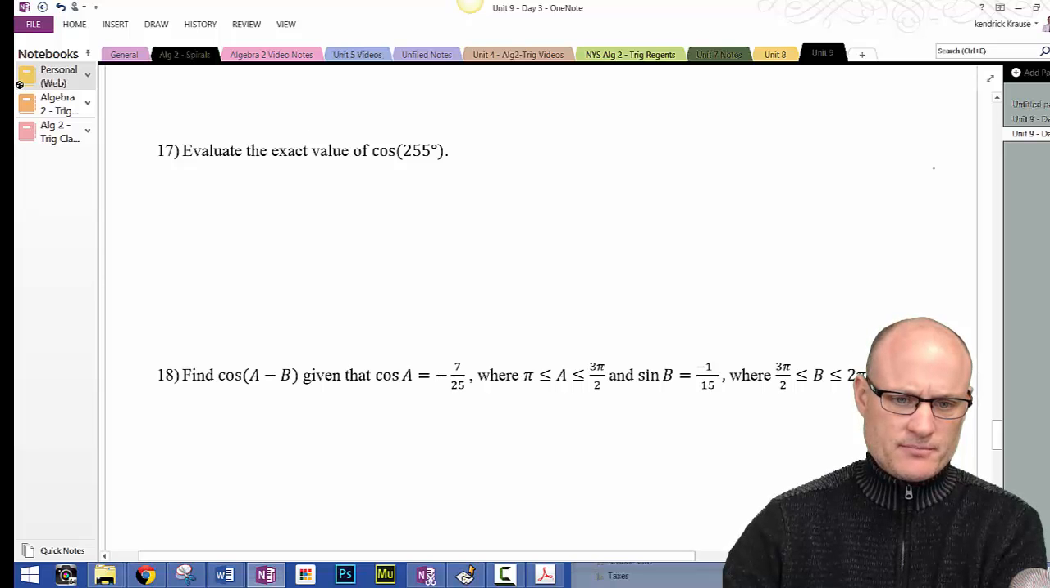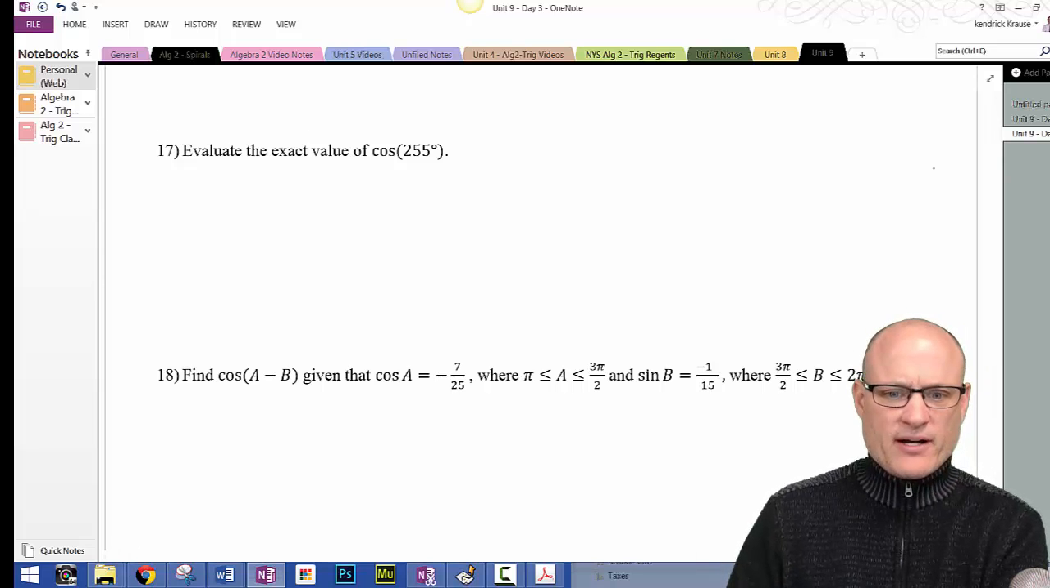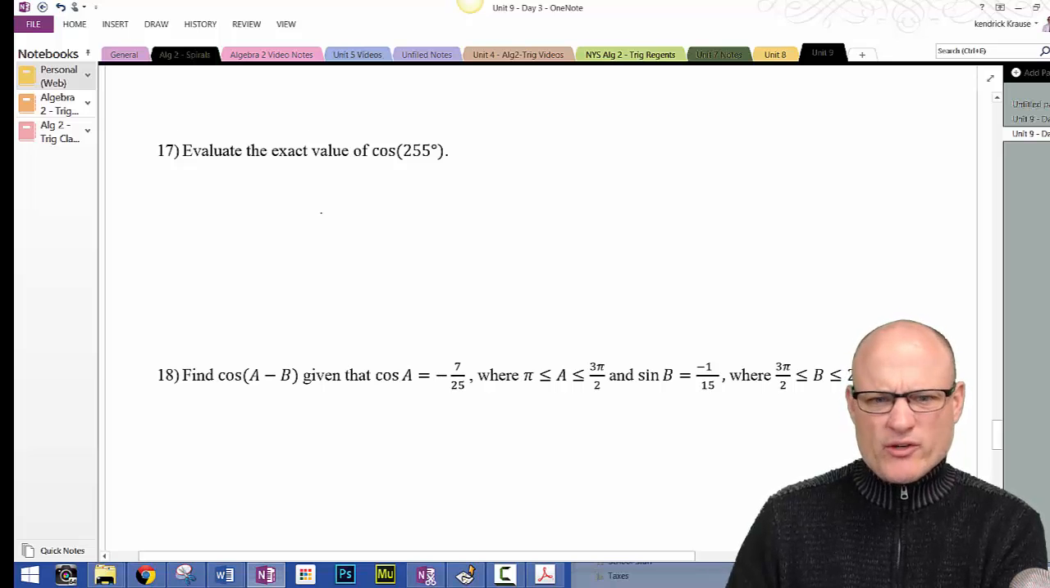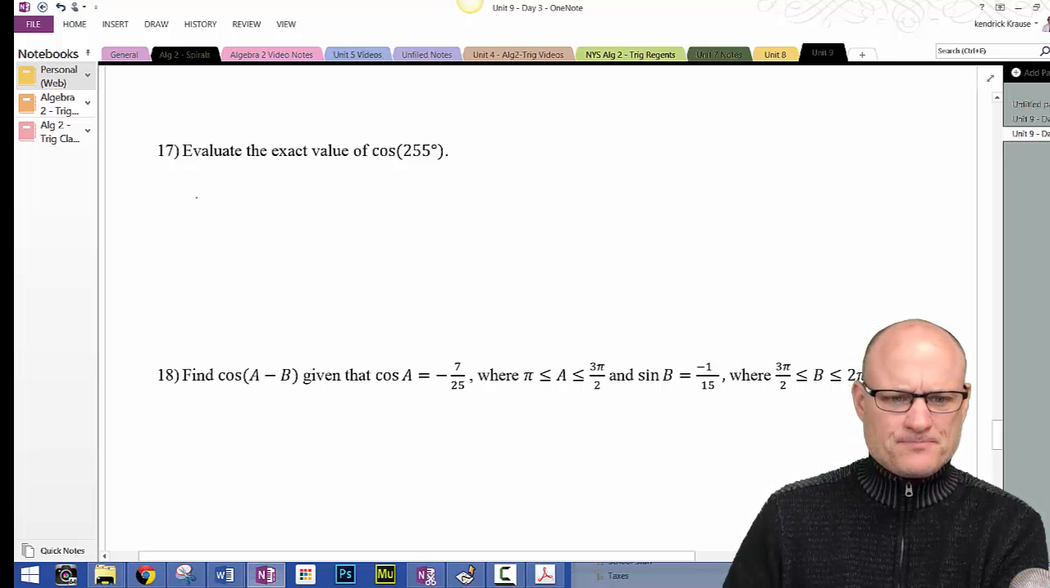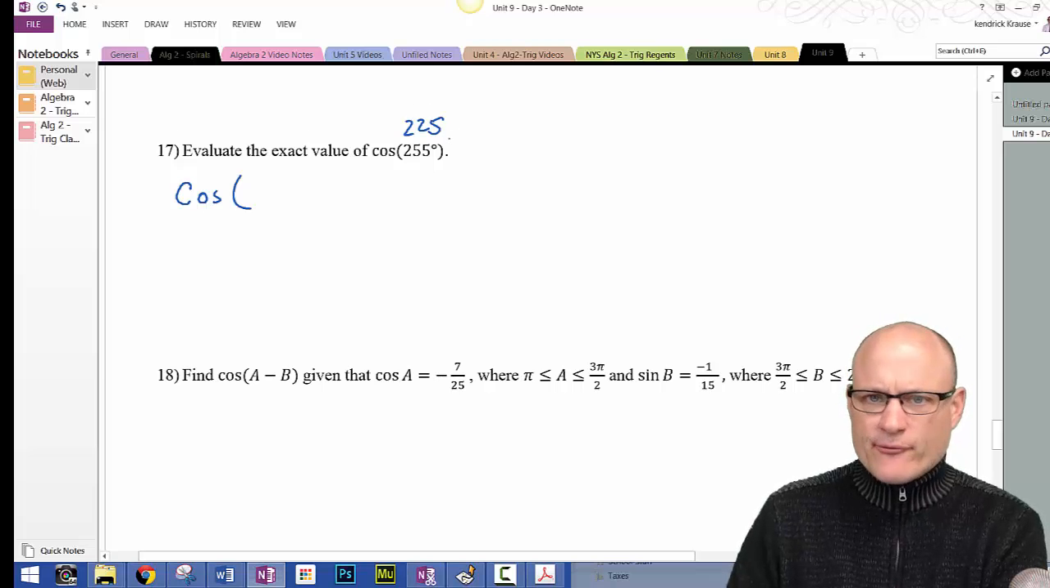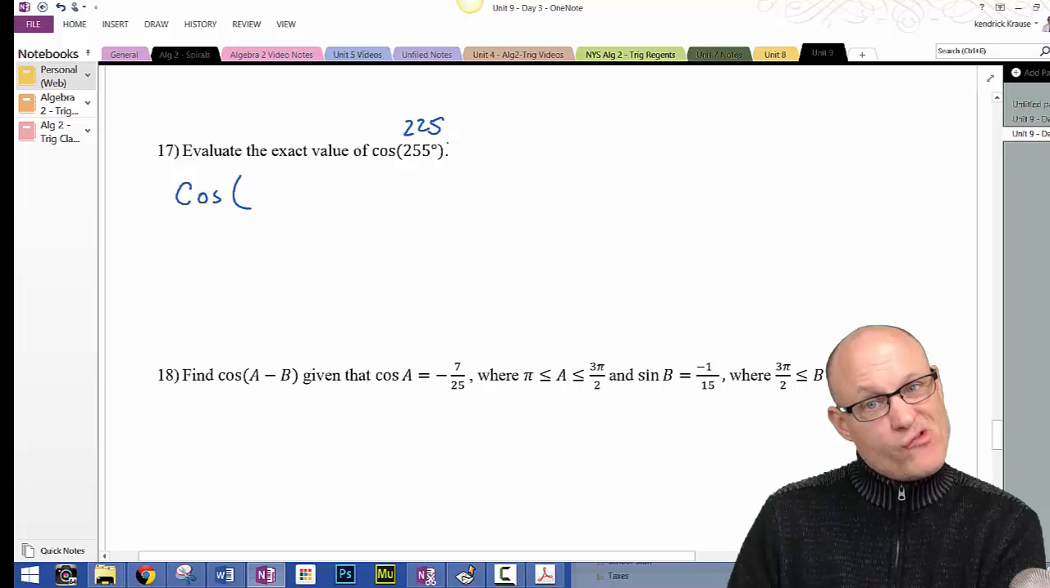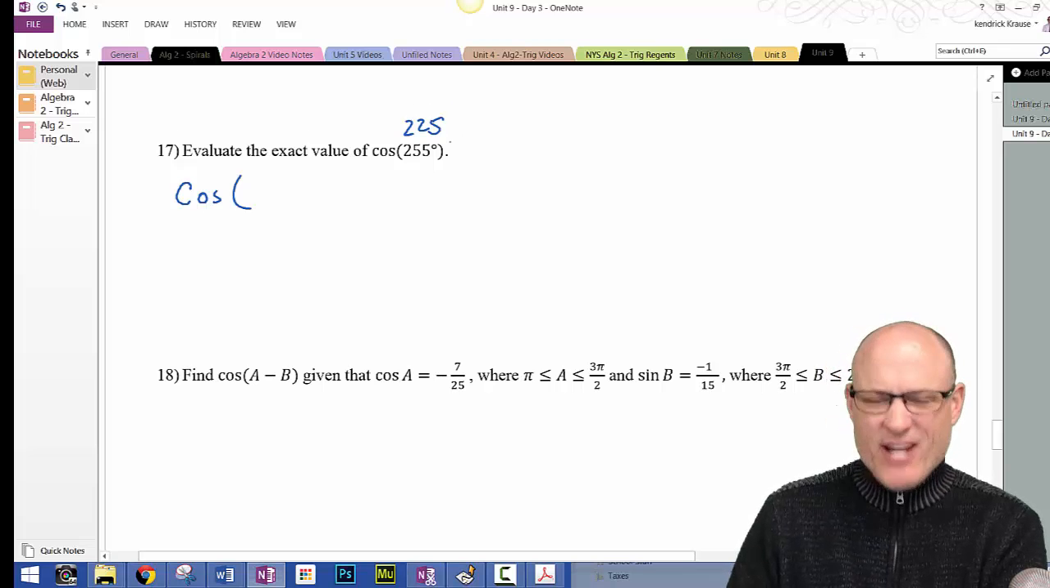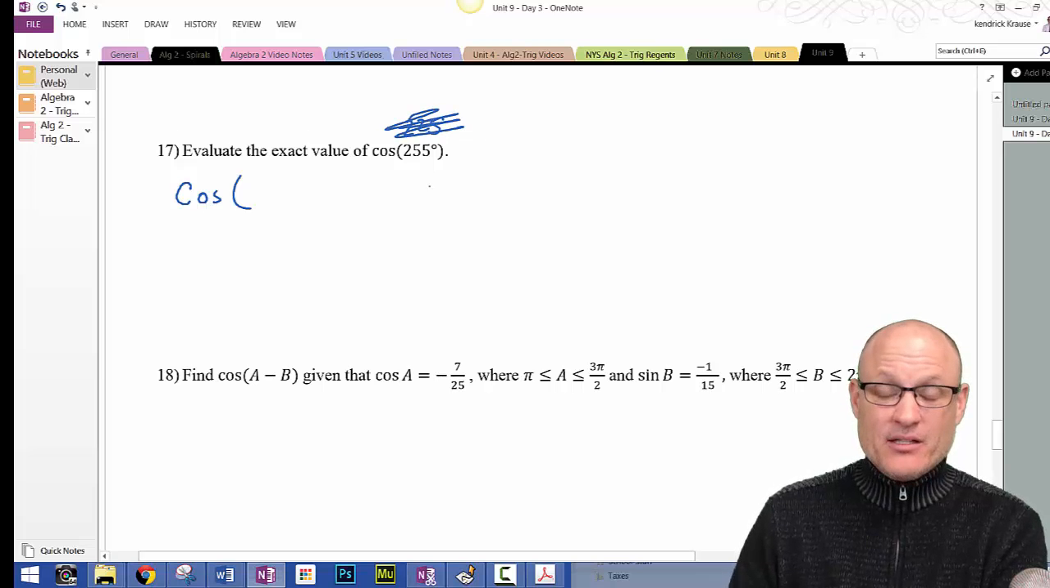255. All right, cosine 255. This one was on a quiz the other day, and I think that's why I wanted to do this one. I had like 6 kids just try to make this 225, and kept thinking, oh, it's a 45-degree reference angle. The answer is the square root of 2 over 2, but we're in the third quadrant, so it's negative. No, it's 255. Not the same. And I had like 5 people do that. It was annoying. Very annoying.